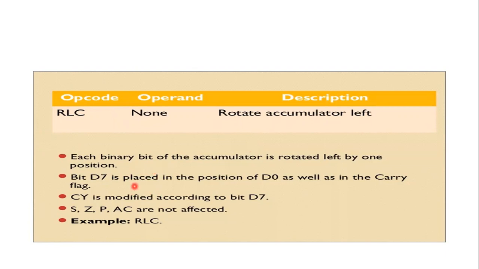Since it is an 8-bit register, D0 to D7, bit D7 is placed in the position of D0 as well as in the carry flag. The carry is modified according to bit D7. Then the flags S, Z, P, AC are not affected. Only carry is modified. So RLC.